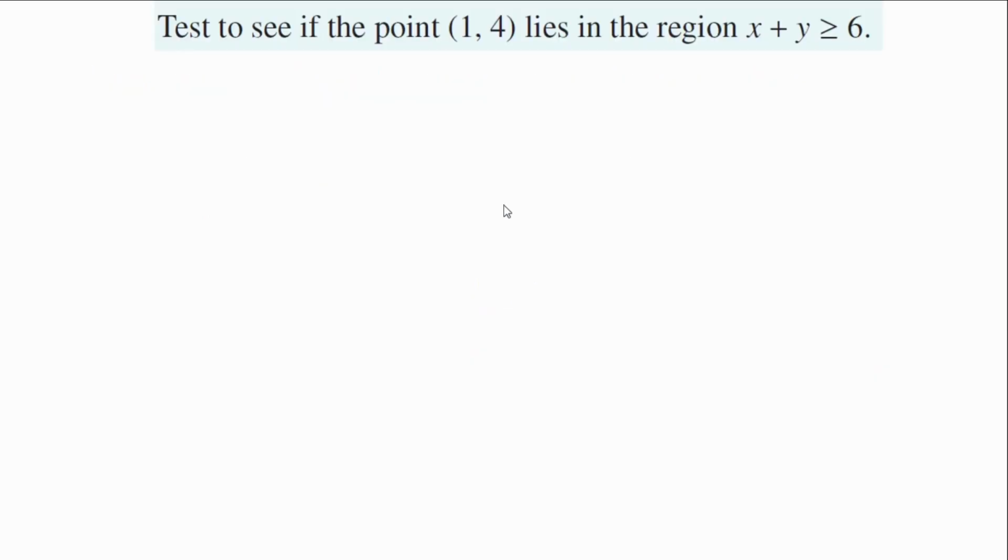Test to see if the point 1, 4 lies in the region x plus y is greater or equal to 6. So I'm going to substitute that in. Remember, it's x first and then y. That's going to give me 1 plus 4 equals 6. 1 plus 4 is 5. In this case, 5 is smaller than 6, so it actually doesn't fit in that region. So you would have to state that in your answer. You could say something like, because 5 is less than 6, the point 1, 4 does not lie in the region x plus y is greater or equal to 6.